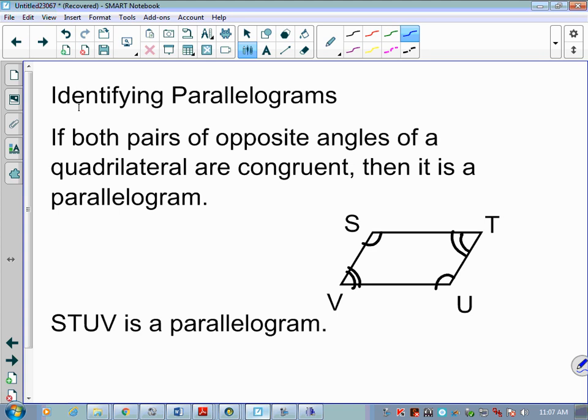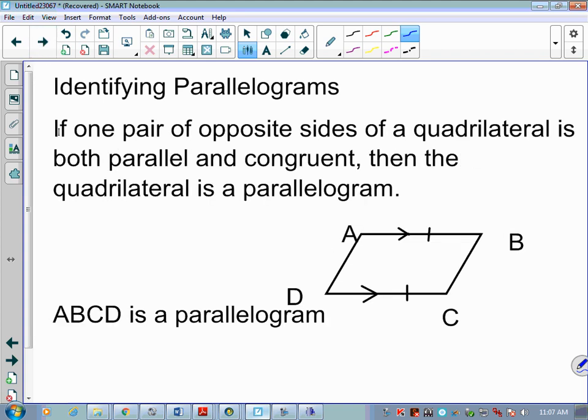If both pairs of opposite angles of a quadrilateral are congruent, then it's a parallelogram. Right, that matches up with that second rule of a parallelogram that we looked at. So this one says, if it is a quadrilateral and I see that my opposite angles are congruent, then I have a parallelogram. Pretty basic so far. Okay, now we're going to get into one that's a little bit different.